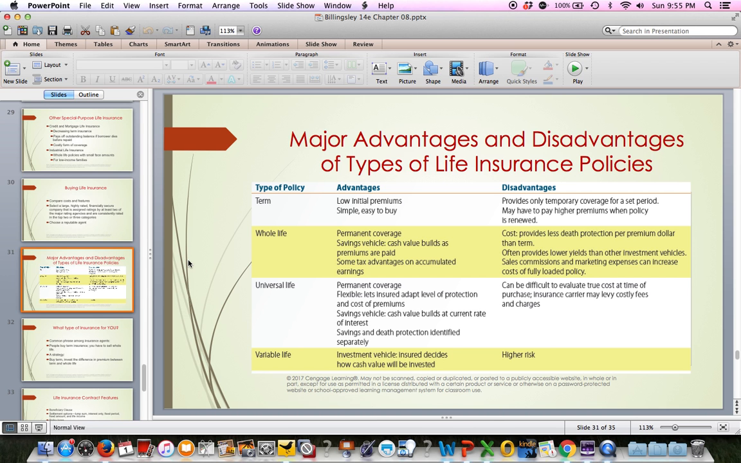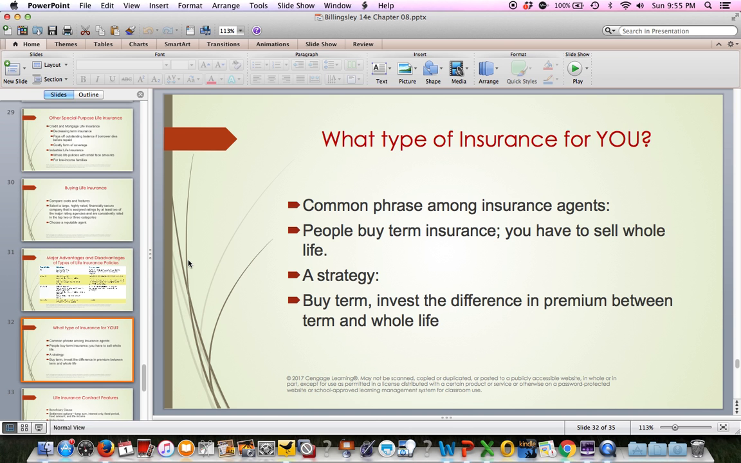And this is just a good summary of the advantages and disadvantages of the different types of insurance. So this is just a good summary to kind of have in front of you before you do the test or quiz for the chapter. And then what type of insurance is for you.